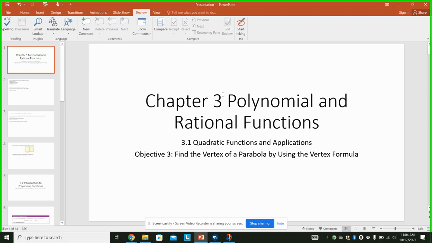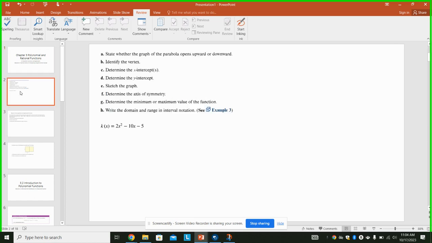All right, so we again are in chapter 3, polynomial and rational functions, 3.1 quadratic functions and applications. We were talking about how to find the vertex of a parabola using the vertex formula, and we were left with this question here.